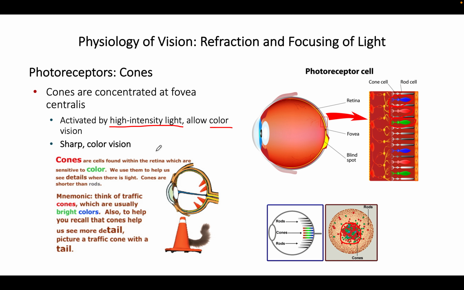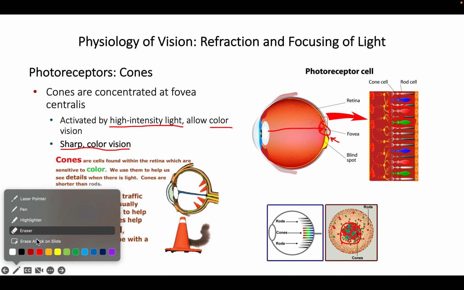Our cones are also allowing for very sharp, clear vision. We have a region here known as the fovea centralis that we circle right here. This is our area of best central vision. This is where we have the highest acuity, the best sharp vision possible whenever light is focused on that area right there.